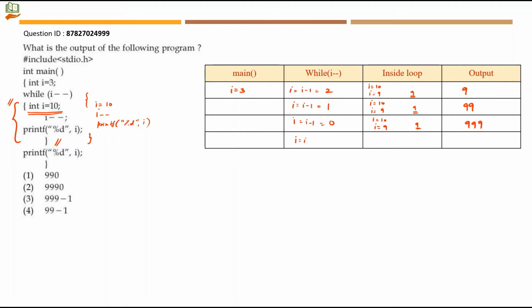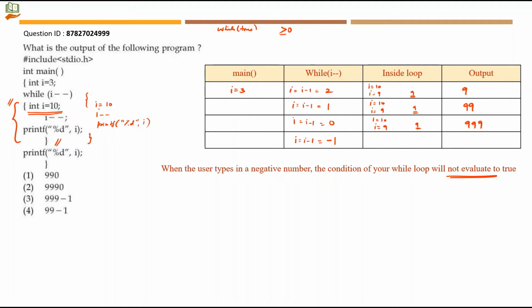Now I is equal to I minus 1, which will make the value minus 1. When the user types in a negative number inside the while loop, the condition of your while loop will not evaluate to true. It will be true when it is greater than or equal to 0. While loop will be true for values that are greater than or equal to 0. While loop will be evaluating to false when the value is less than 0. Here, once it gets to the value of minus 1, it becomes less than 0. So, here it will exit the while loop. It will not go inside the loop here.